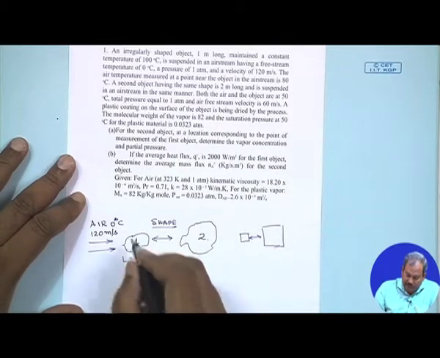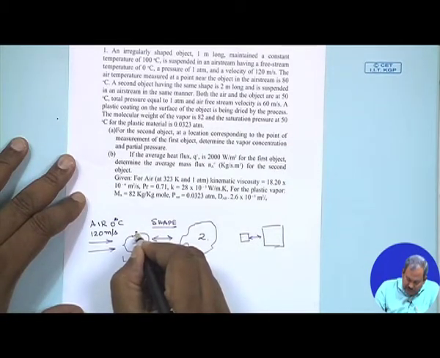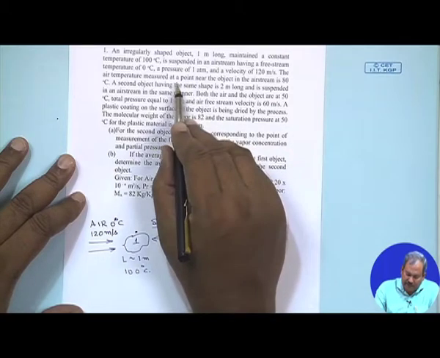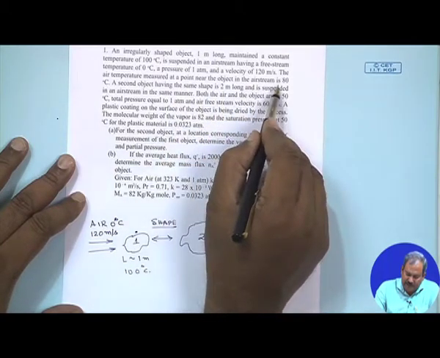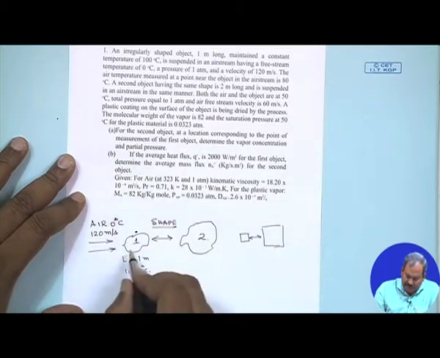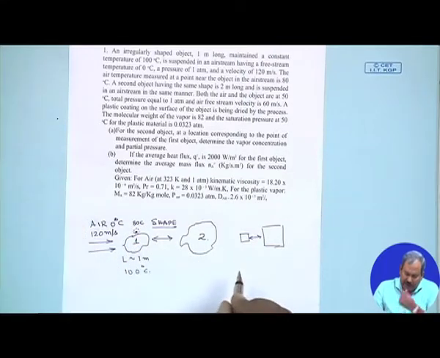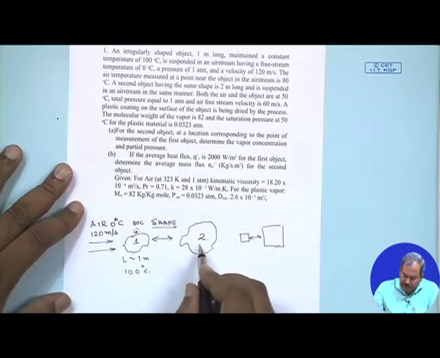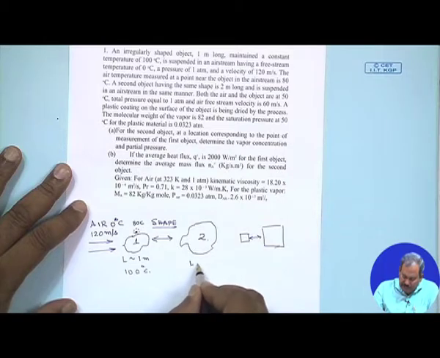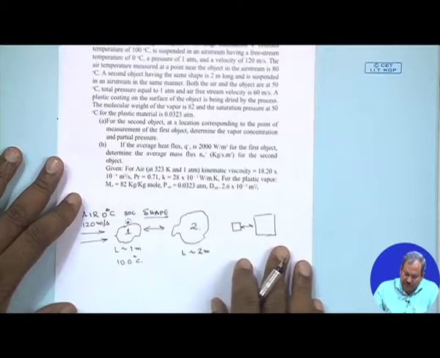Then what you do is you measure the air temperature at a point near the object in the air stream to be 80 degrees centigrade. So, somewhere over here you measure the temperature of this point and you find this temperature to be 80 degrees centigrade. The second object, in this case the length scale, instead of 1 meter, is 2 meters.